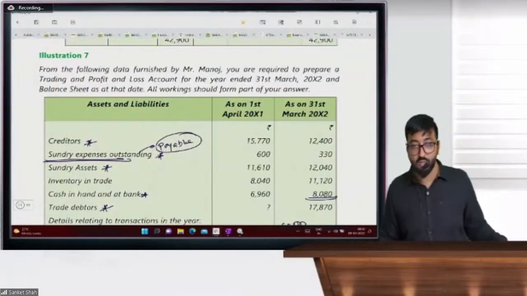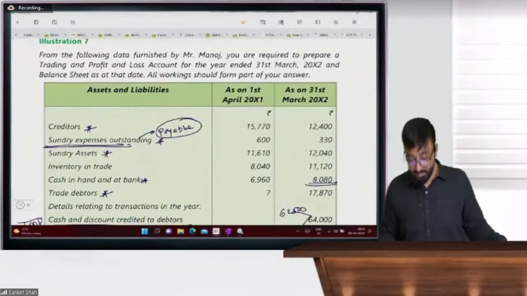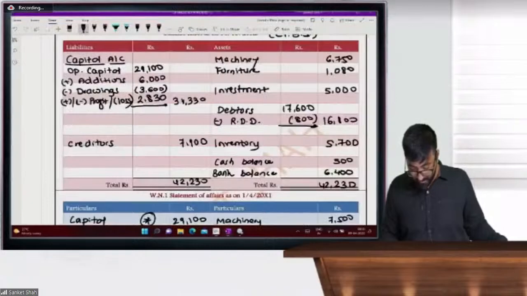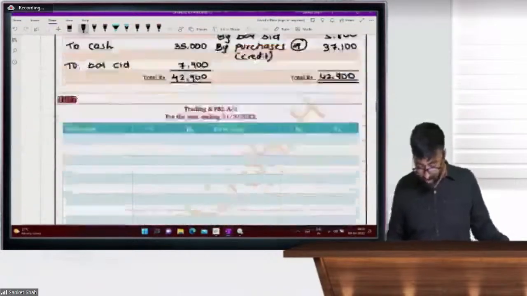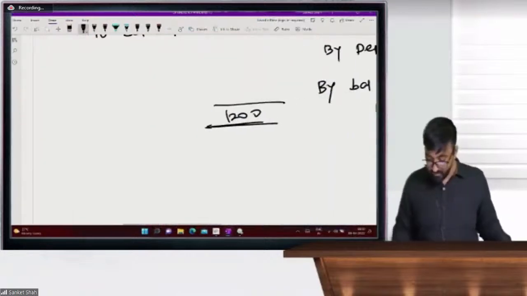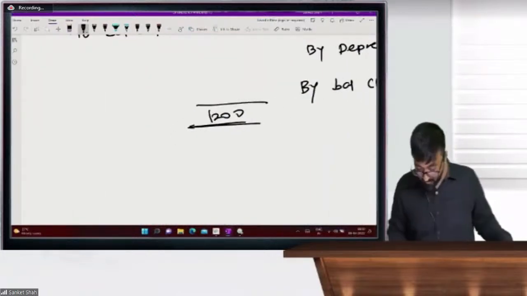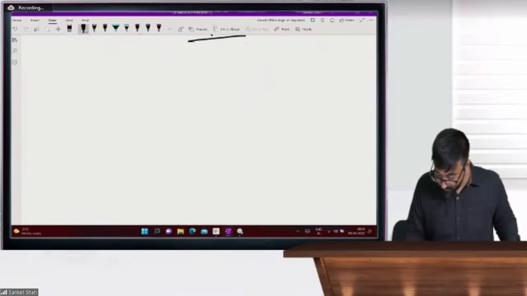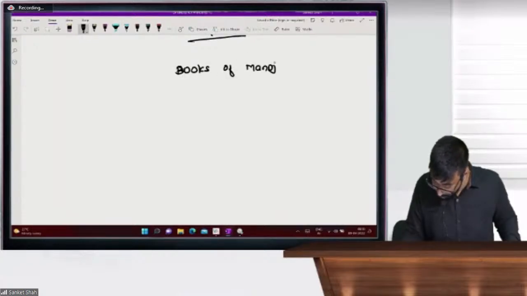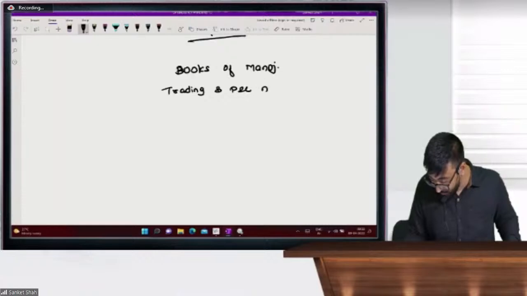Now solve this question with me. Chalo fast. Write down beta. Time लगा के अभी नहीं बेटा करेंगे. Don't worry. First question से. So write down. Trading and P&L account, books of Manoj. Write down books of Manoj. Trading and P&L account.